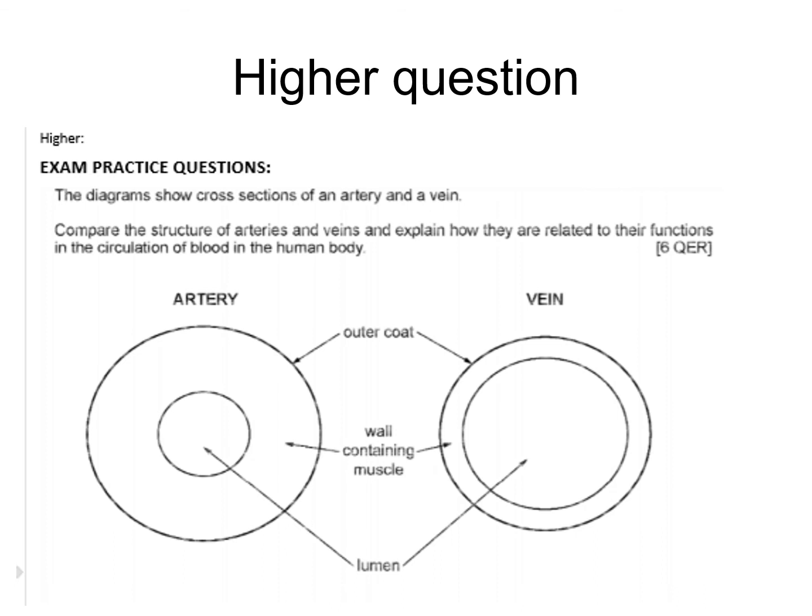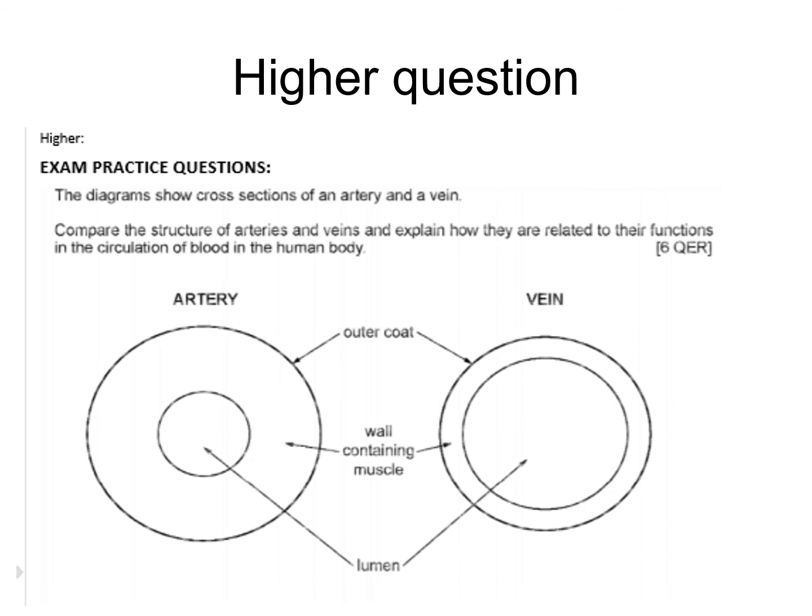So the higher question: the diagrams show cross sections of an artery and a vein. Compare the structure of arteries and veins and explain how they are related to their functions in the circulation of blood in the human body.